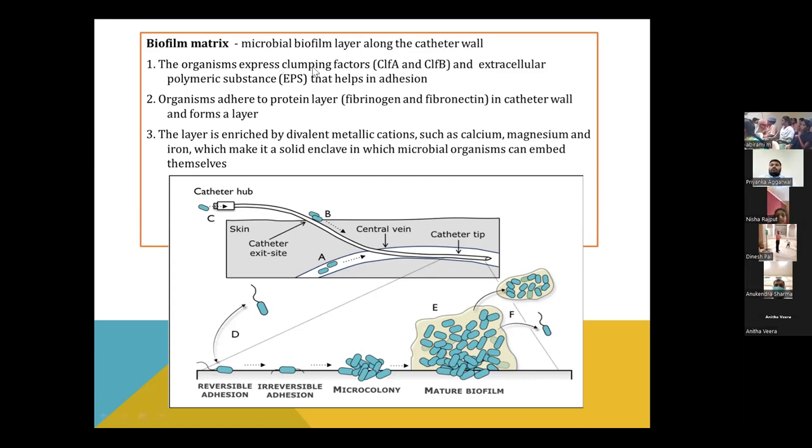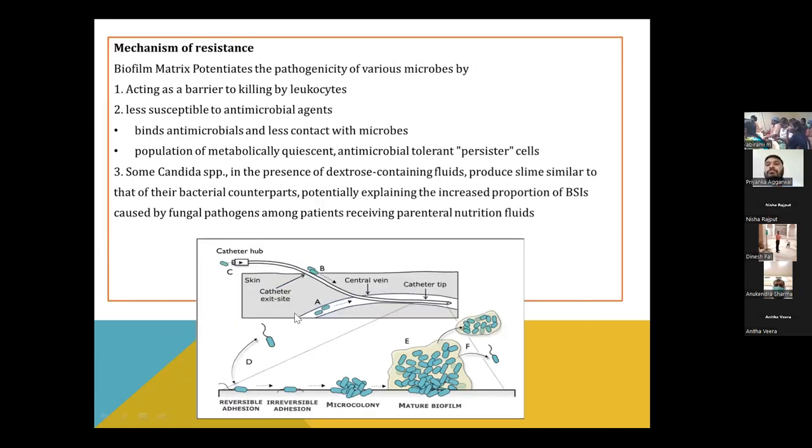The organisms express clumping factors and EPS substances which bind to the proteins in the catheter. They form a well-formed matrix enriched with cations, and they enclose the microorganisms. This forms the main mechanism of resistance. This potentiates the pathogenicity of various microbes by acting as a barrier to killing by leukocytes and making them less susceptible to antimicrobial agents.